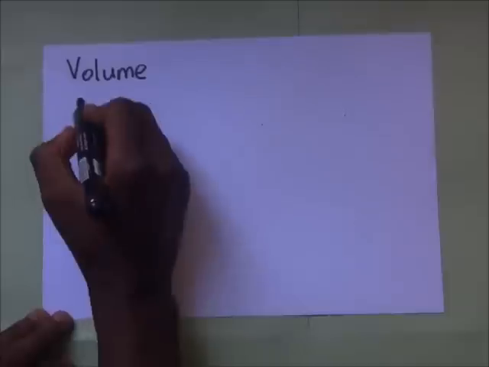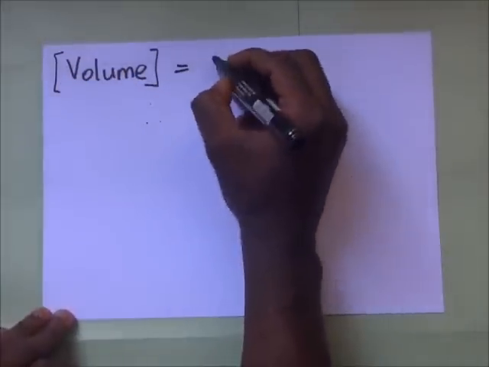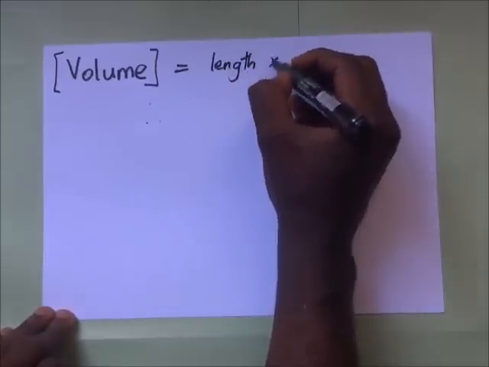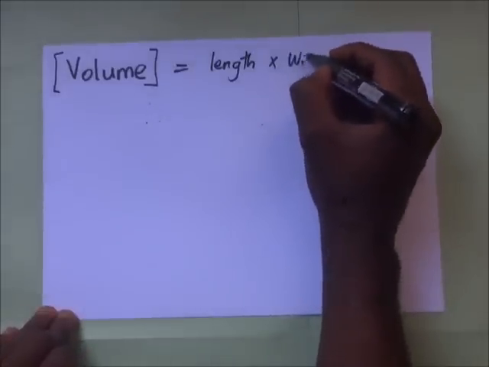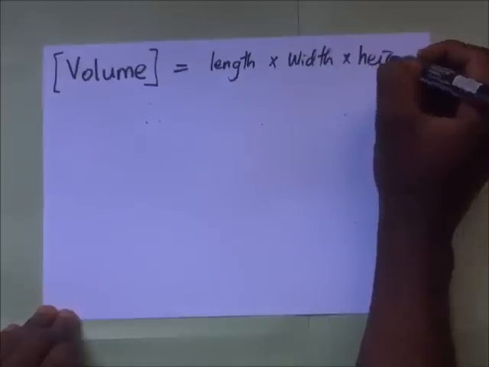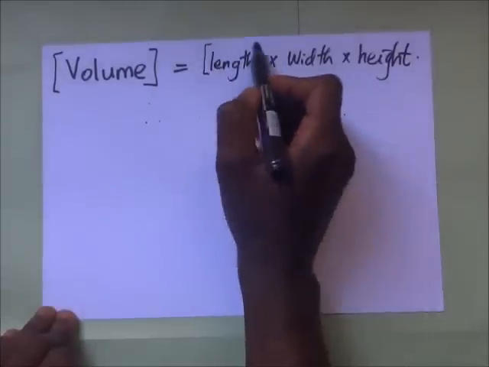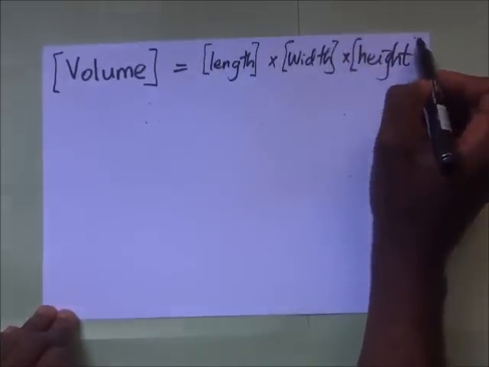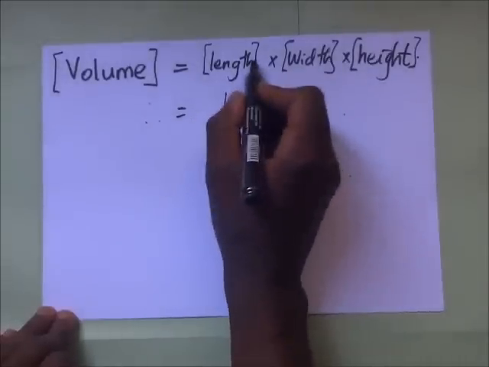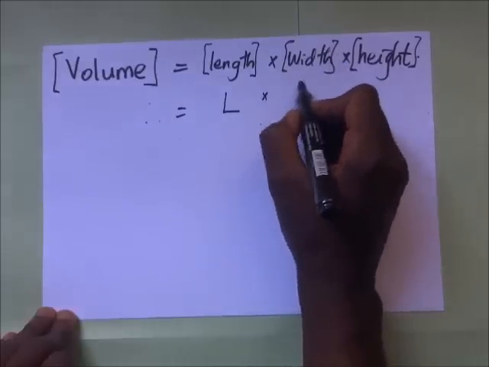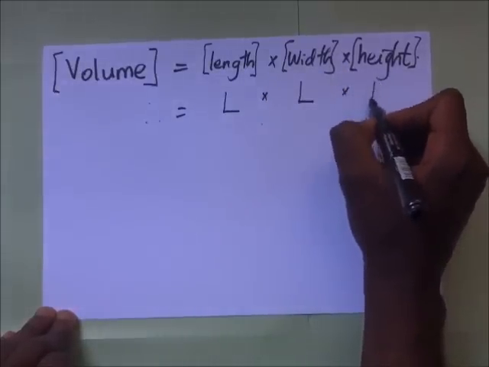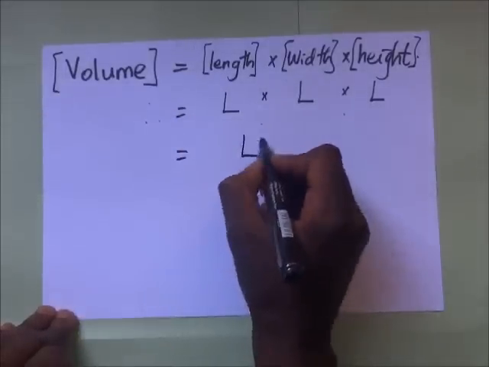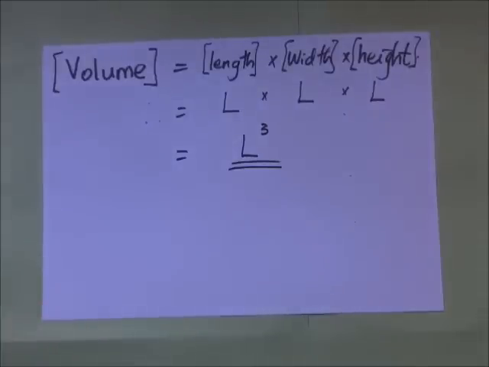Let's look at volume. Now, we know that the dimensions of volume are given by length times width times height. Now, what are the dimensions of length? What are the dimensions of width? The dimensions of height. We know that length is length, then multiply that by width. Width is also a length, and then also we know that height is also a length. So it means that the dimensions of volume are L cubed. That is how volume relates to the three fundamental quantities of length, mass, and time.